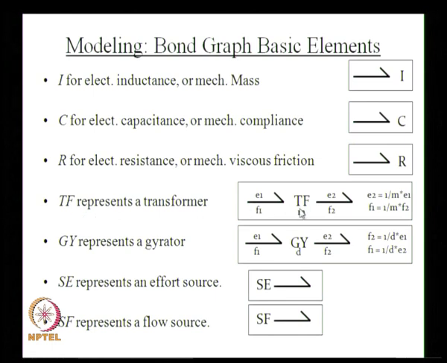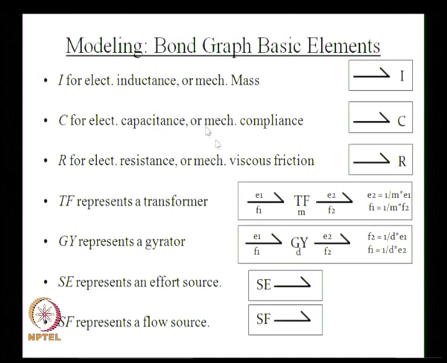So these are the three basic elements, and then we have some other elements called TF. TF represents a transformer. Whenever there is a transformation of energy from one form to another, or rotary motion to linear motion, or you can have a gearbox where rotary motion is transformed to another rotary motion with a ratio of power, then we can represent it by an element called TF.